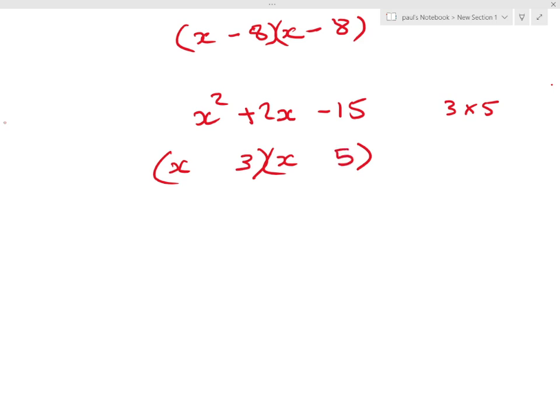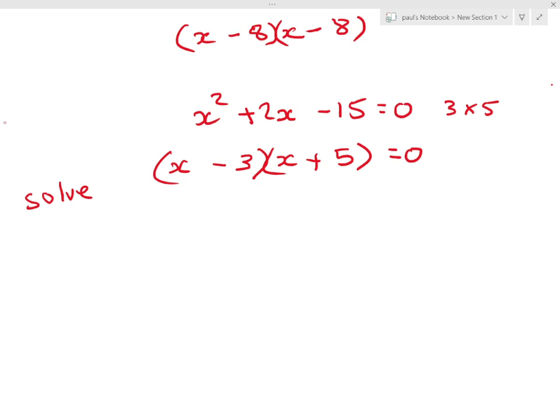And difference of 2. So one of them must be minus, and they add together to plus 2, so that must be that. Now, when you get that, instead of just expanding, you might get asked to solve. Solve for x means you have to find the value of x. Now we'll bring back into play this equals 0.